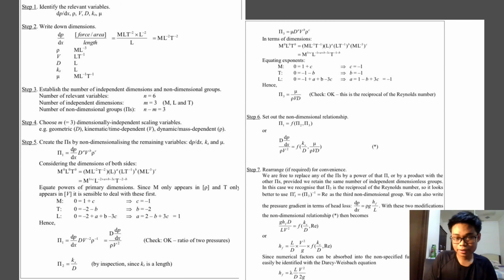Step 7 is to rearrange for convenience. For example, for mu over rho V D, we can just replace it with the Reynolds number. And for dP/dx, we can replace it with rho g h, and this part will become g h D over L V squared. So that is how we use the Buckingham pi theorem to determine our dimensionless groups.